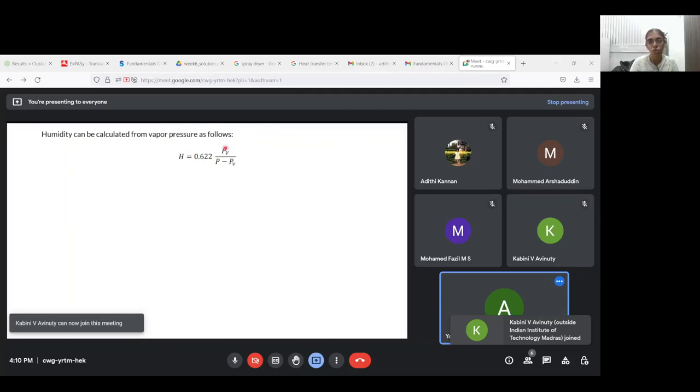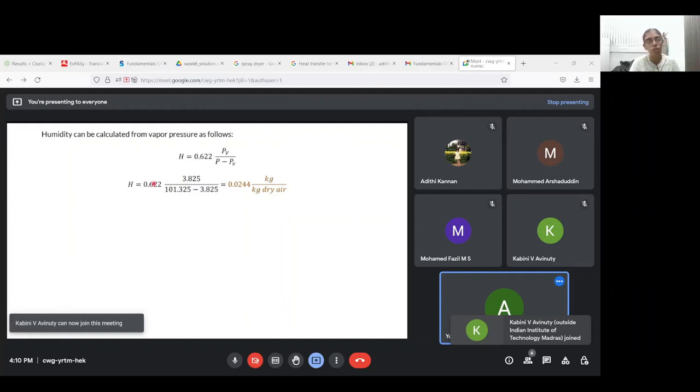So now that you know PV and the total pressure of the dryer is also given, you can calculate the humidity of that particular stream. So if you substitute the values, you get 0.622 into 3.825 divided by 101.325, which is the total pressure of the system, minus 3.825. So this will give you 0.0244 kg per kg of dry air. This will be the humidity of your second stream.